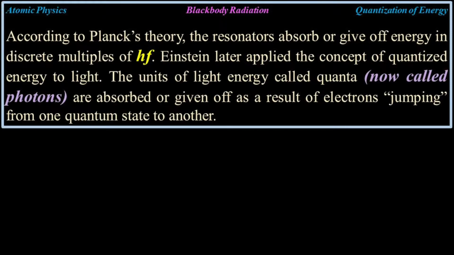According to Planck's theory, the resonators absorb or give off energy in discrete multiples of hf. Einstein later applied the concept of quantized energy to light. The units of light energy, called quanta, now called photons, are absorbed or given off as a result of electrons jumping from one quantum state to another.